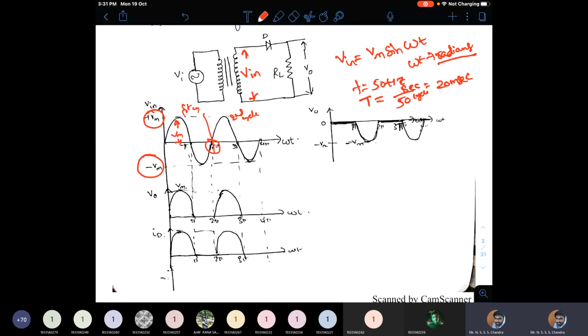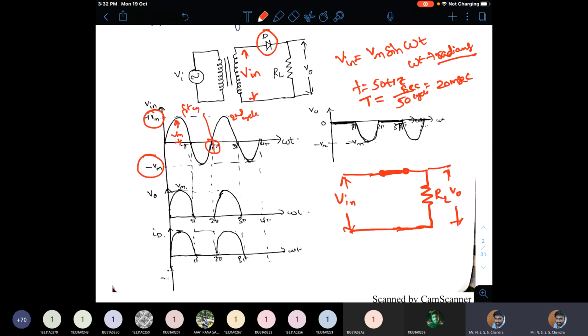Now we are going to check the output. Whenever the supply voltage is positive, your diode will be in forward bias. When the diode is in forward bias, it acts like a closed switch. The effective circuit will be as if you have a V input, then a short circuit, and then the load resistor RL.